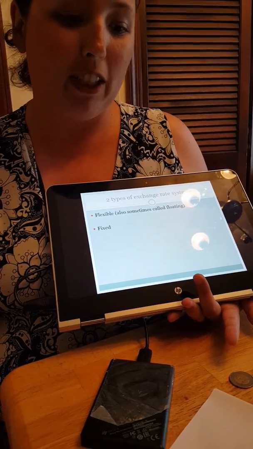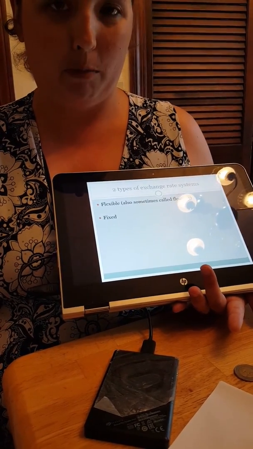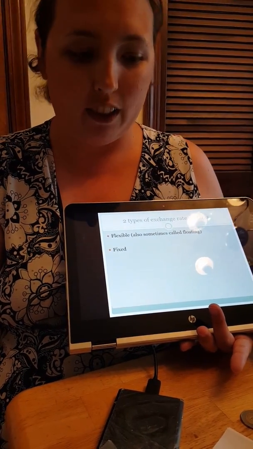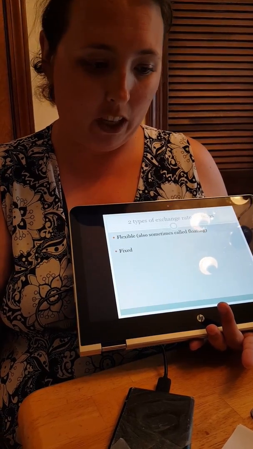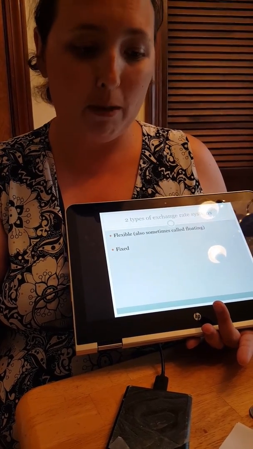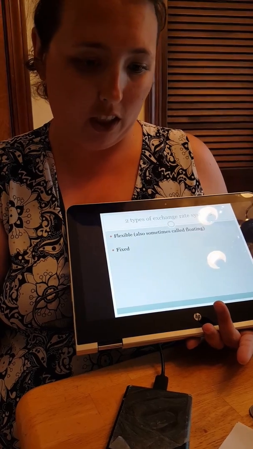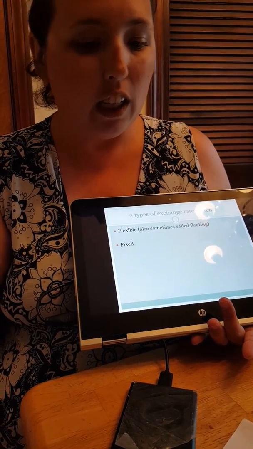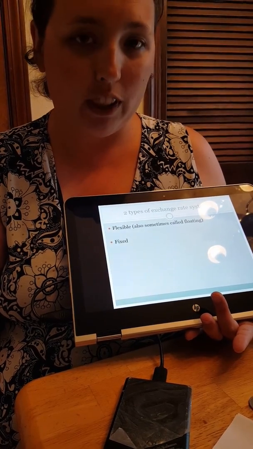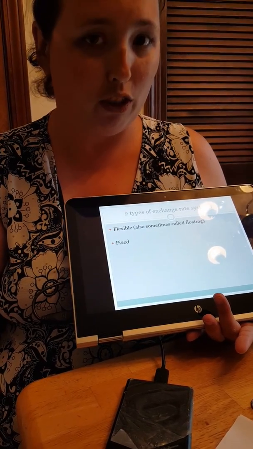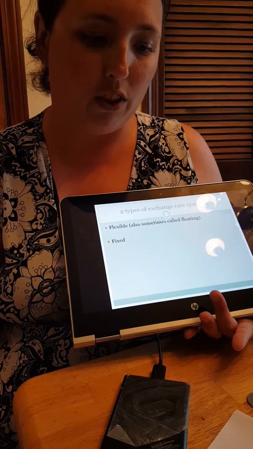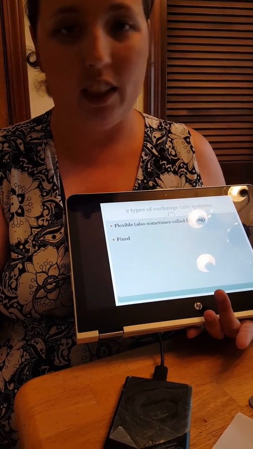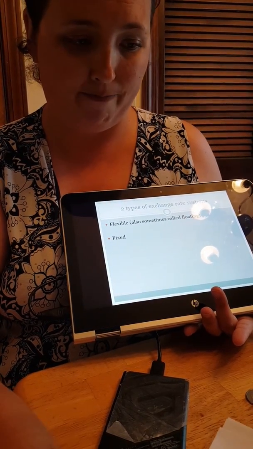The two most common exchange rate systems are called flexible, or sometimes called floating, and fixed exchange rates. Flexible exchange rate is set by the market, such as supply and demand. If demand for a specific currency is higher, the rate will increase. If the demand is low, the rate will decrease. This rate changes often. Fixed exchange rate means the rate is set by the government and does not change often.